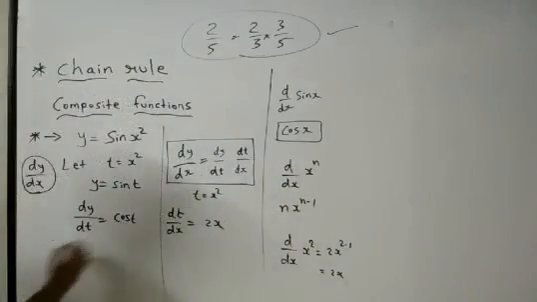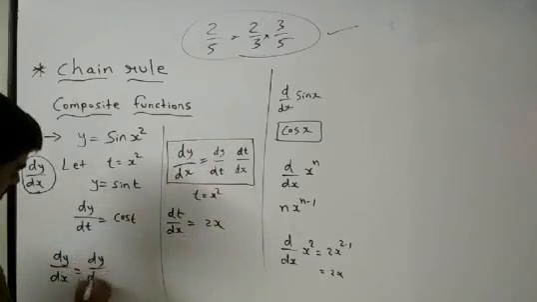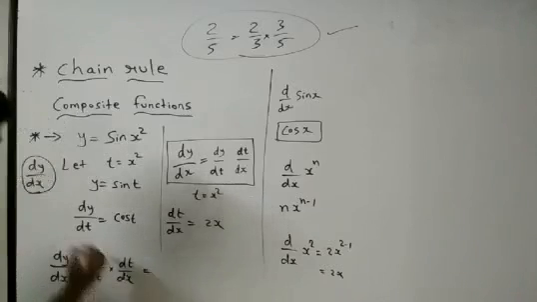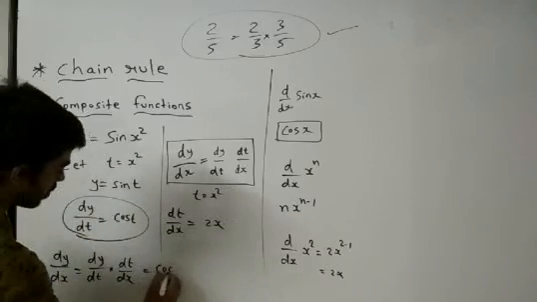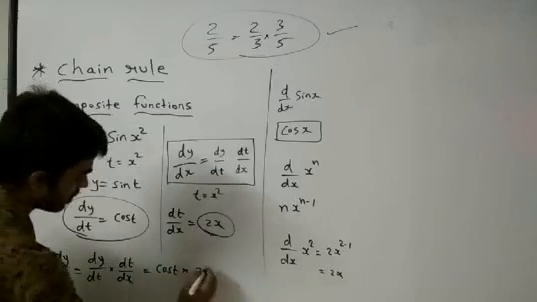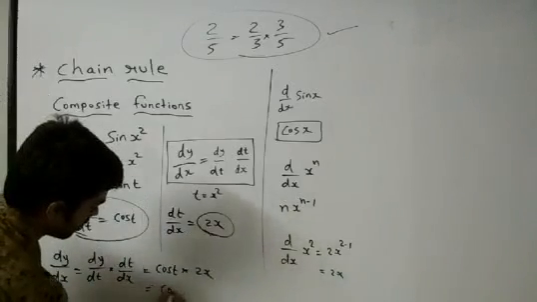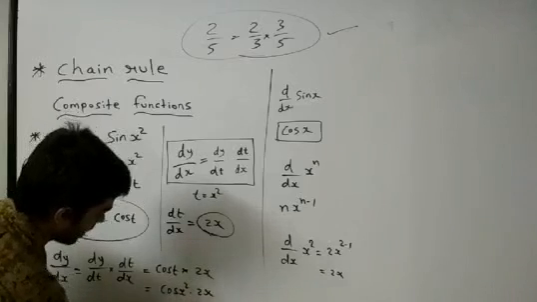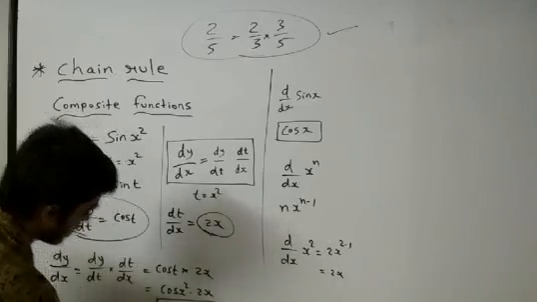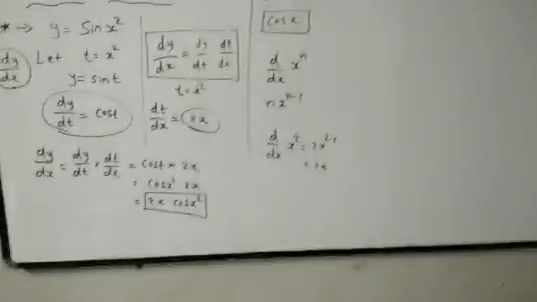Now what you have to do, dy by dx, dy by dt into dt by dx, right, dy by dt, what we have, cos t, right here cos t, dt by dx we have 2x, right, 2x, but t we have assumed x square, cos x square into 2x, so we can write as 2x cos x square. Clear? So this is our required answer.